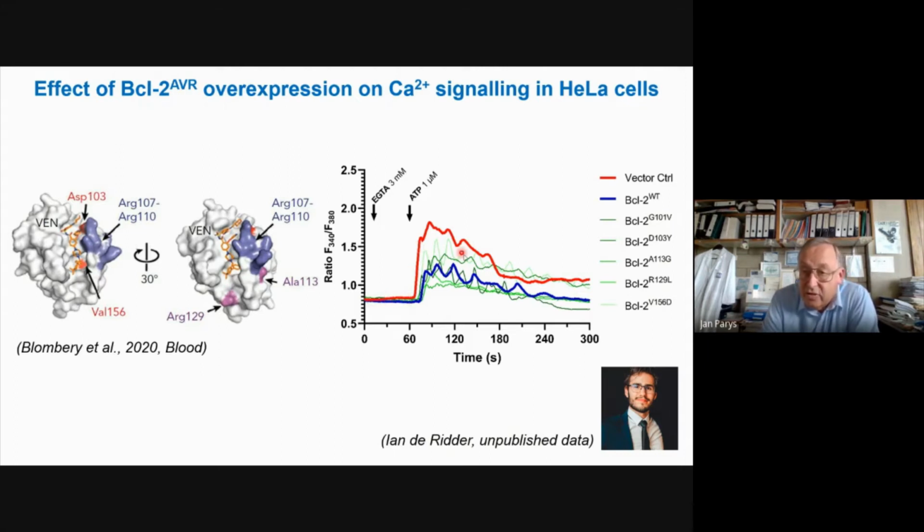Red trace is controlled trace. Blue trace is in the presence of BCL2 wild type. And the various green colors indicate the effect of various mutants. And as you can see, some are more effective, some are less effective than the wild type BCL2.